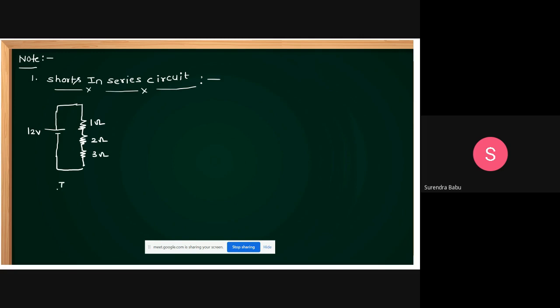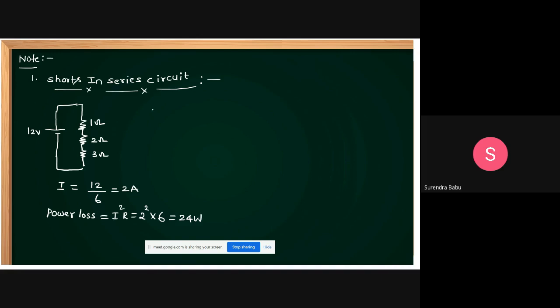Then what is the current in this circuit, students? This is 12 by 6. How much can you get? 2 amperes. What is the power loss, students, or power dissipated by the resistor? That is I square R loss: 2 square into R equivalent, which is 6. How many watts can you get? 24 watts. All of you know this simple circuit.